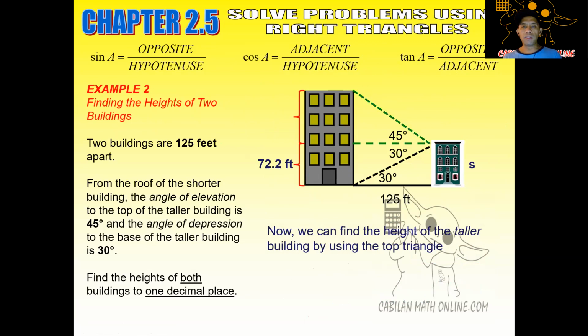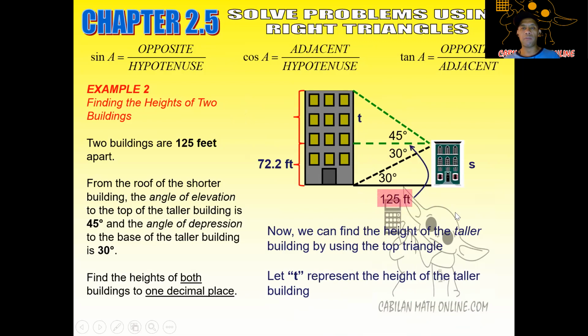We're going to designate that with a letter, and I've indicated which triangle we're going to use, highlighted in the green. We're going to let T represent the height of the taller building, so that part there. Now, we're going to use 45 degrees and the sides that are given to us. You notice that this 125 feet down here, this length here is exactly the same as this one over here. So we just need to make a note of that as well.